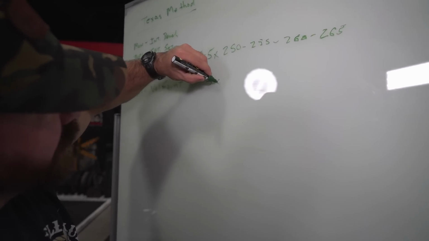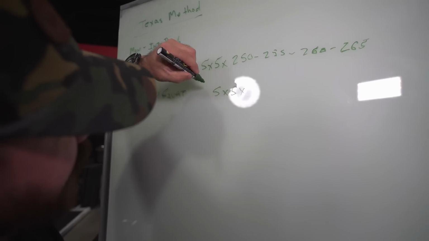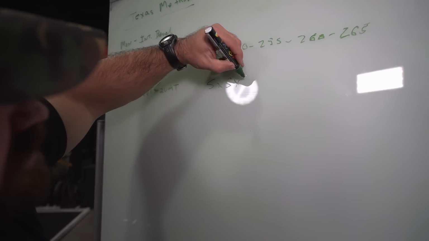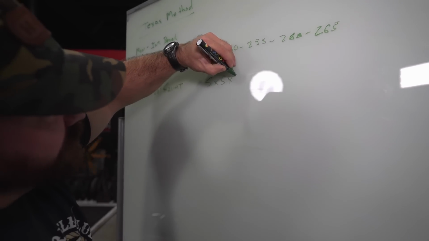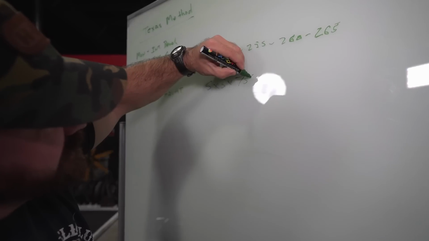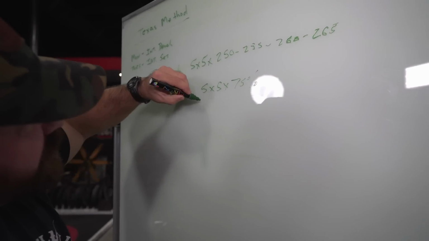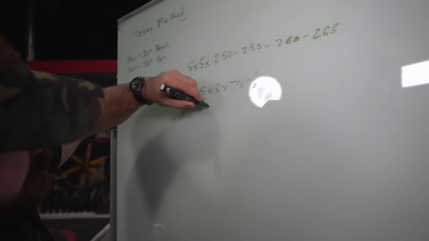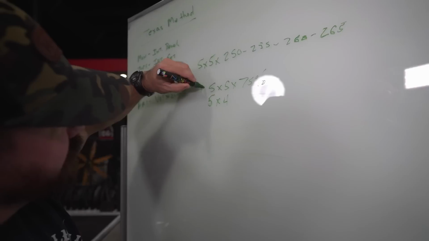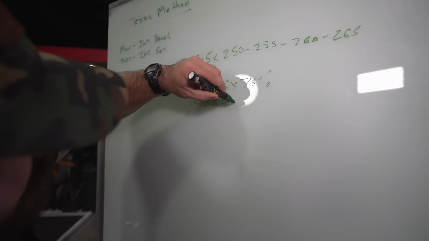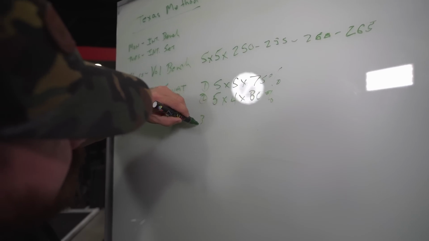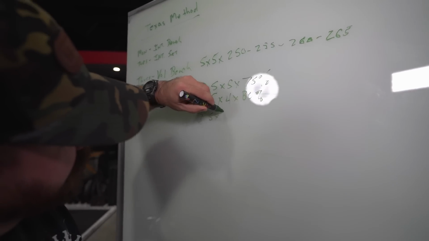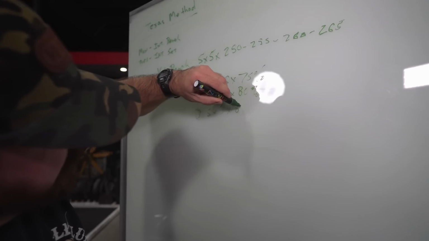So we might have week 1 where we go 5 sets of 5, and I'm going to use a percentage-based 1RM here to reflect intensity. So it might be 5 sets of 5 at 75% in week 1, 5 sets of 4 at 80% in week 2, and 5 sets of 3 at 85%.